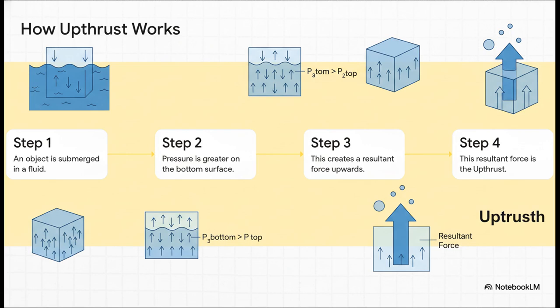Okay, so how does it actually work? Let's walk through it. Imagine a can of soda and some water. The bottom of the can is deeper than the top of the can. And since we know pressure increases with depth, the water is pushing up on the bottom with more force than it's pushing down on the top. And that difference creates a net or resultant force pushing upwards. And that, my friends, is upthrust.